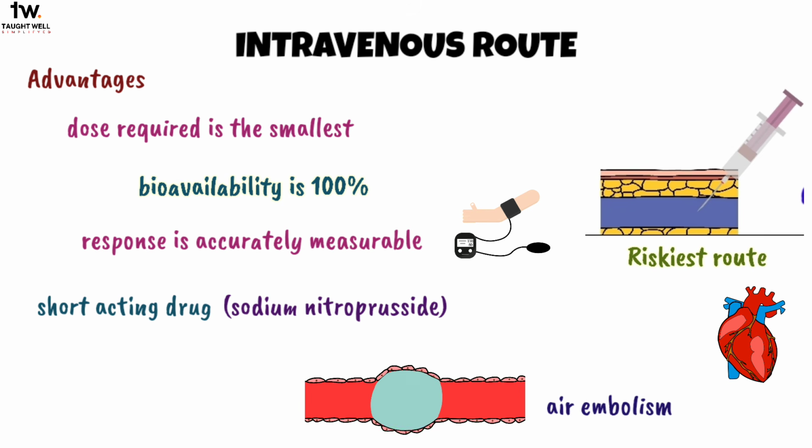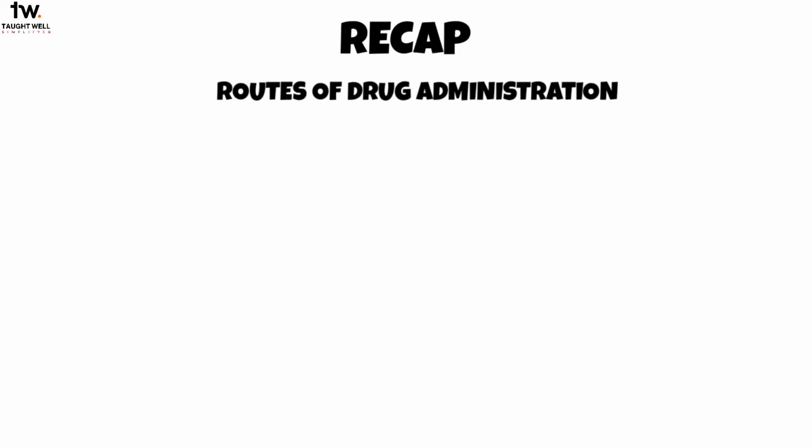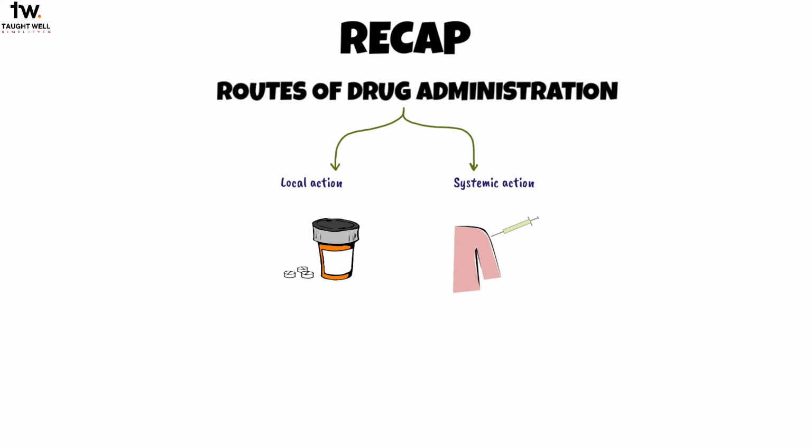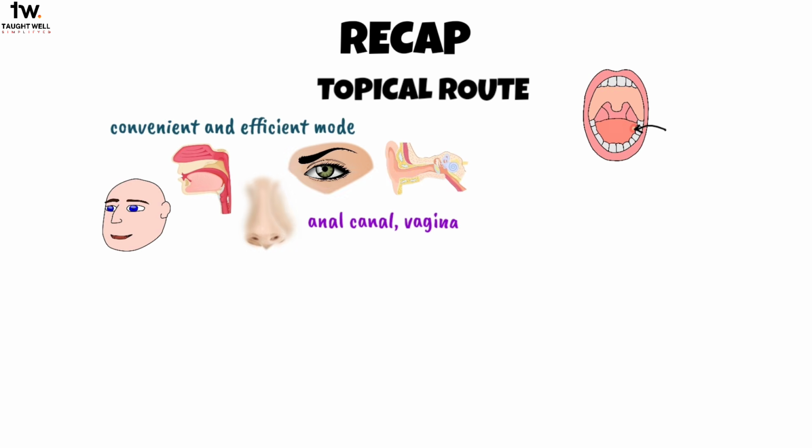Alright, that's it for the video. Let's do a quick recap. The routes for drug administration can be broadly divided into those for local action and those for systemic action. There are three main local routes, namely topical, deeper tissues, and arterial supply. The topical route basically refers to the external application of the drug to the surface of the lesion or tissue for a localized action. It is a convenient and efficient mode of delivering the drug to skin, oropharyngeal or nasal mucosa, eyes, ear canals, anal canal, vagina, etc.